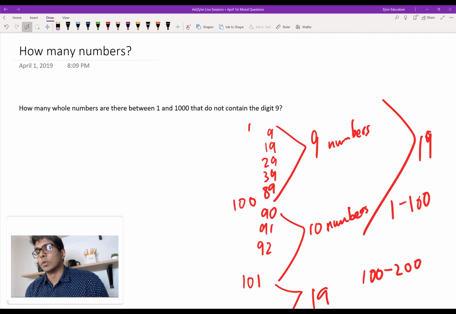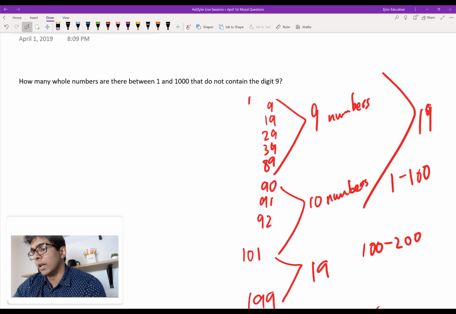So this question was asking me to think about patterns. It's saying how many whole numbers are there between 1 and 1000 that do not contain the digit 9. So I went through between 1 and 100. Between 1 and 89, I have 9 numbers which contain 9, and between 90 and 100, I have 10 numbers. So in total, between 1 and 100, I have 19 numbers that contain 9.